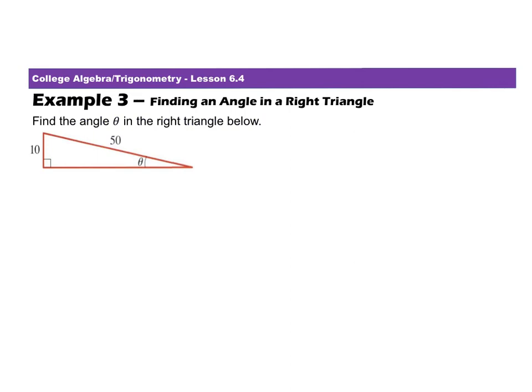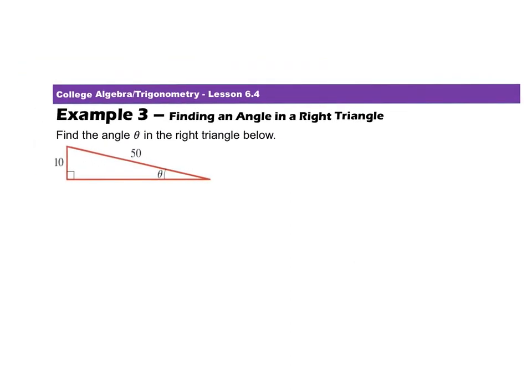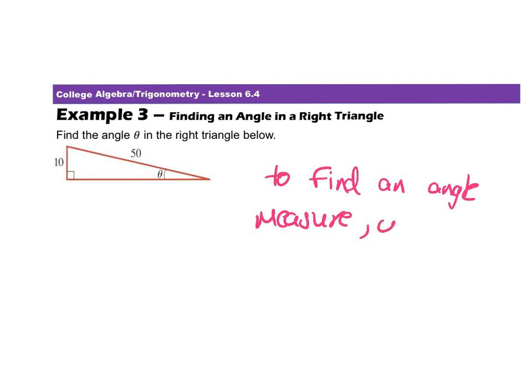Okay, let's keep going, we're almost done. All right, find the angle in the right triangle below. Guys, this is right triangle trigonometry. Write this down, please. Everybody with me? To find an angle measure, use arc sine, arc cosine, and arc tangent.